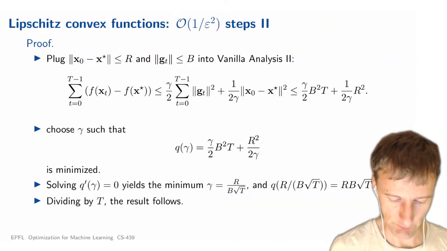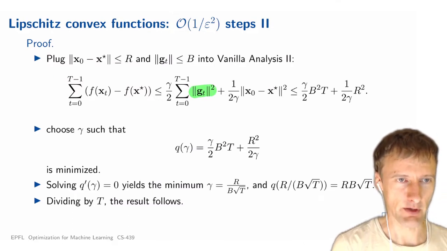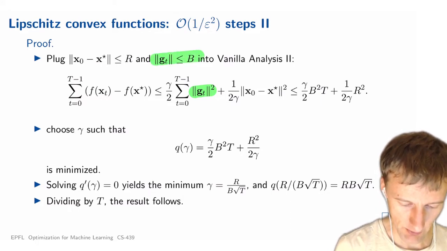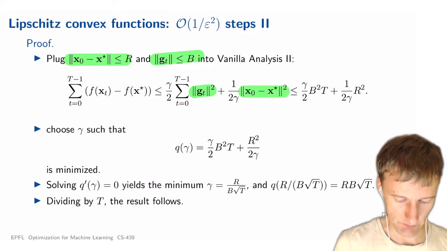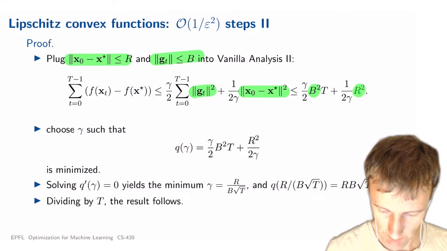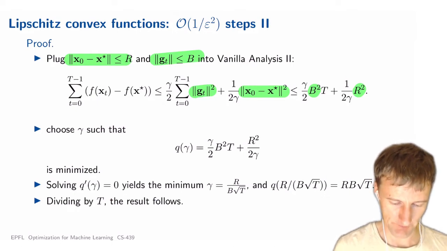If you want to do this formally, here that's happening. You have replaced the gradient norm with its upper bound B, and then you have replaced the initial distance with R. And that's what you get here, B squared, and you get R squared for the initial distance. Otherwise, nothing has happened.